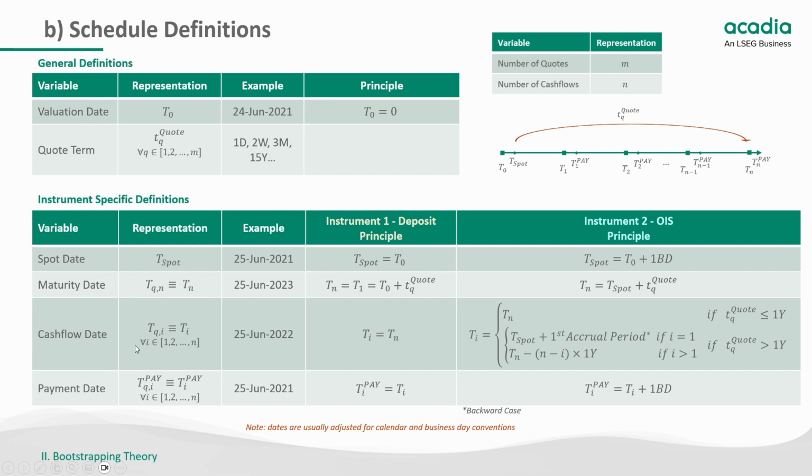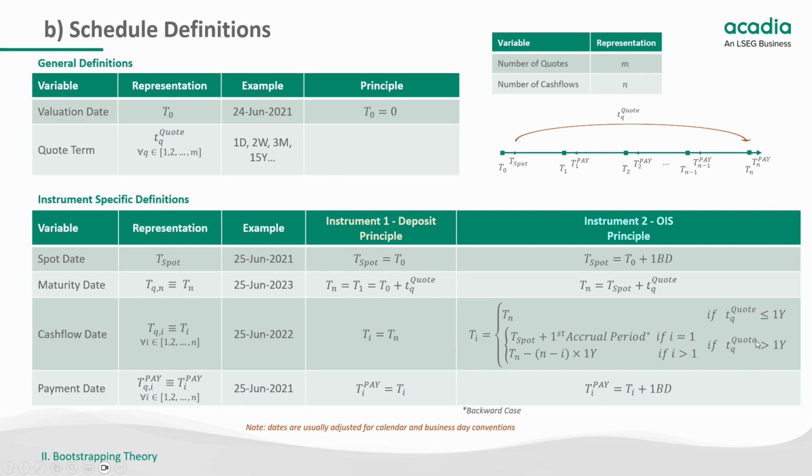Now, the cash flow date, represented as upper T, lowercase i. That's the date at which the accrual period of a cash flow terminates. For a deposit, there's only one cash flow, so it's the maturity date. For the OIS, it is slightly more complicated. For OIS, cash flows tend to be yearly, at least in our case, so they reset every year. It means that if the quote is inferior or equal to a year, n equals 1, and it means that there's only one cash flow at the maturity date.